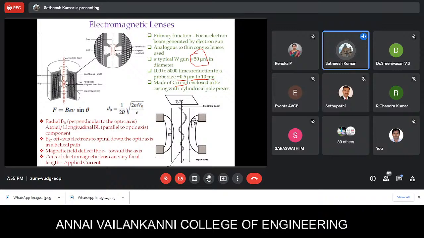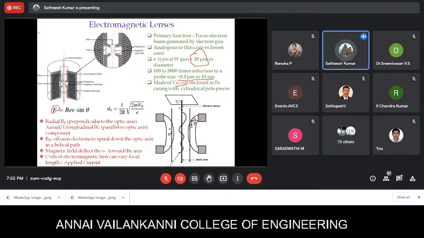So what does the electromagnetic lens do? We apply an electromagnetic field over the lens, and it in turn generates a force. The electromagnetic field applied has two components. This is the optic axis, and this is the electron beam coming from the electron source. One is the field perpendicular to the optic axis, and another is the field parallel to the optic axis. We call them BR and BL.